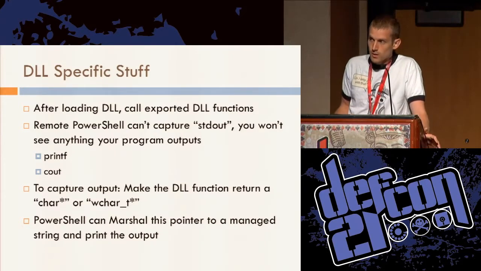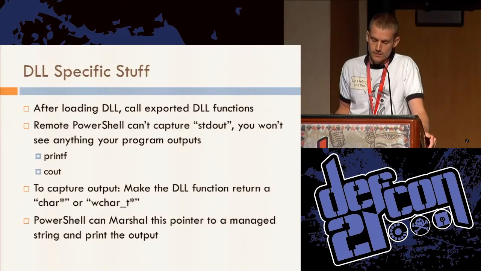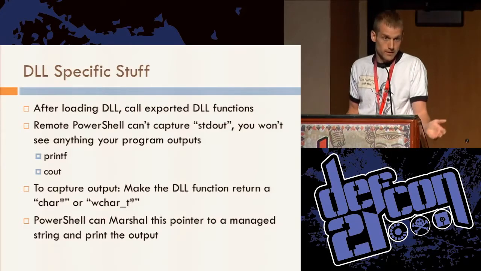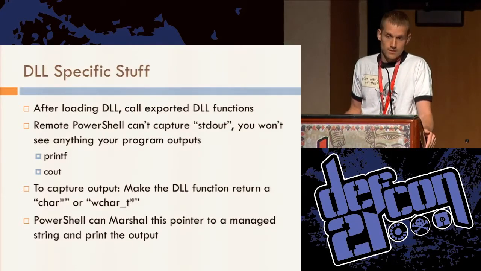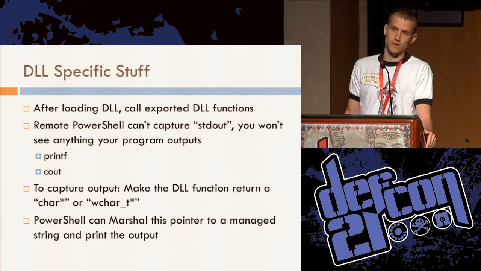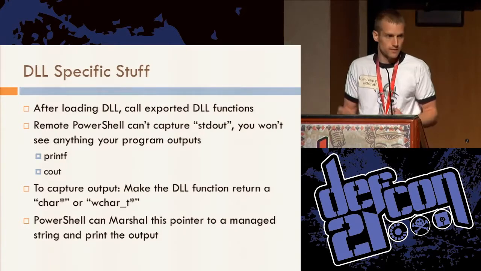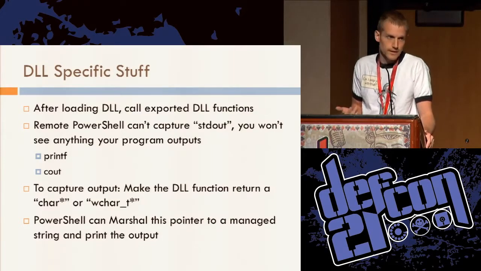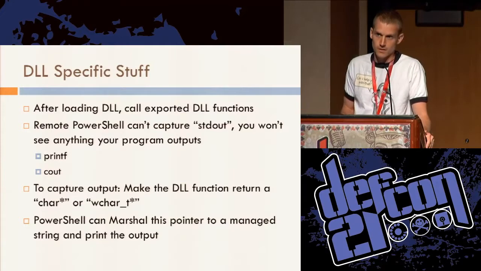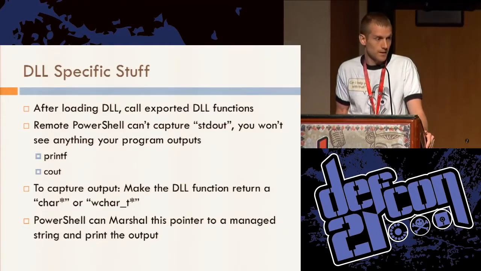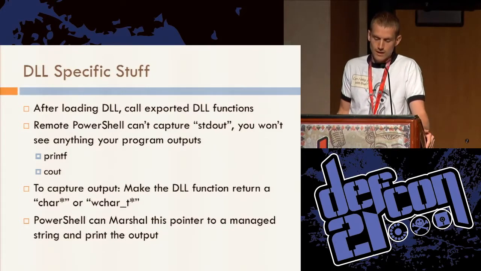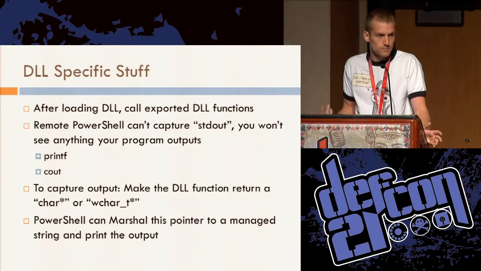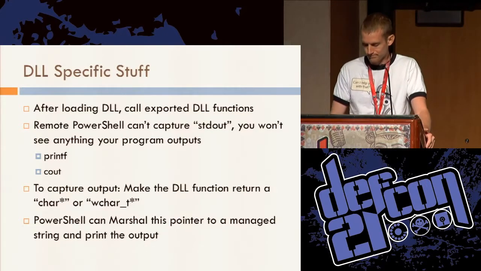and send it back to the computer that you did the remoting call from. So if you want to be able to see the output, what you're going to need to do is make the DLL function that you're calling return a character array or a wide character array, and PowerShell can then take that pointer and marshal it into managed memory, and then it can serialize that and send it back. So it's just a small change that you need to make, and on my blog I actually have a post showing how it takes about maybe 5 minutes to change Mimikatz from outputting using standard out to outputting to a string that can be retrieved by PowerShell.